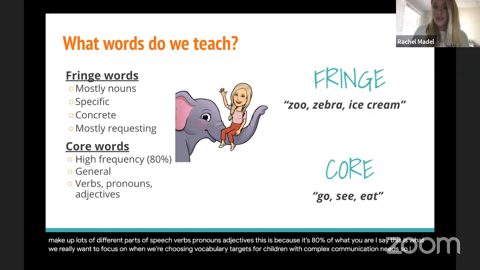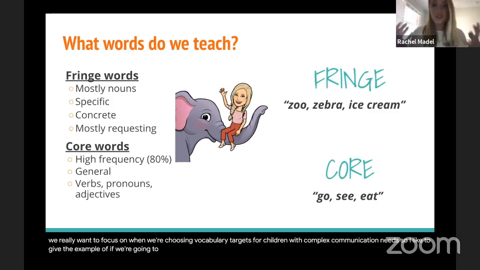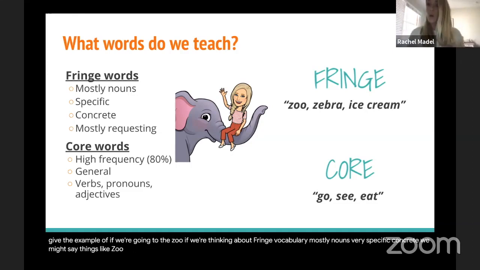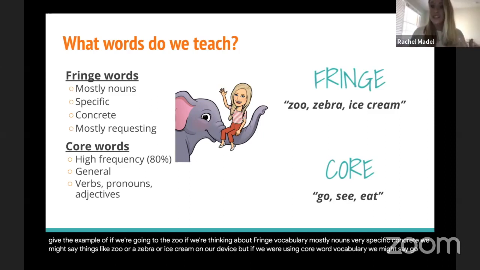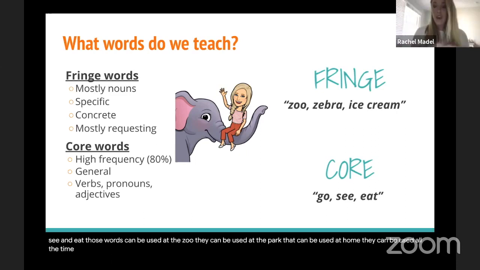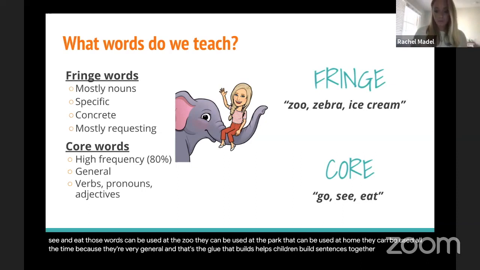So I like to give the example of if we're going to the zoo. If we're thinking about fringe vocabulary, mostly nouns, very specific, concrete, we might say things like zoo or zebra or ice cream on our device. But if we were using core word vocabulary, we might say go and see and eat. Those words can be used at the zoo, at the park, at home, all the time because they're very general. And that's the glue that helps children build sentences together.